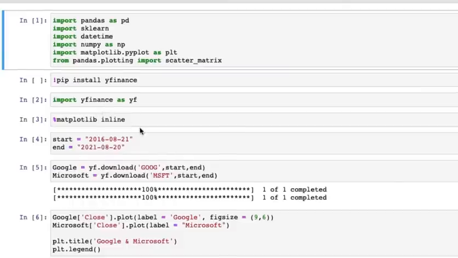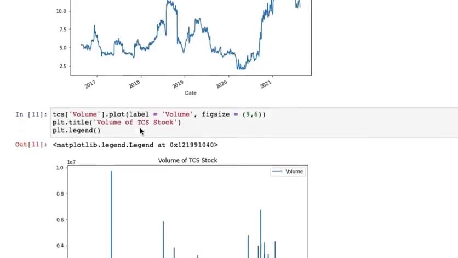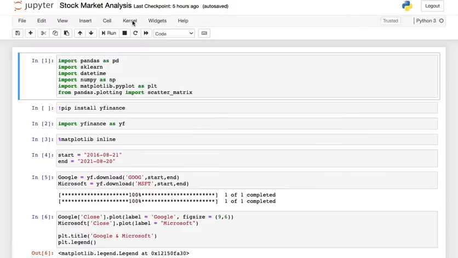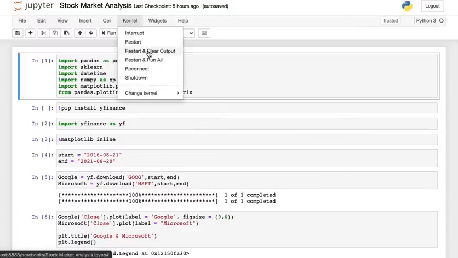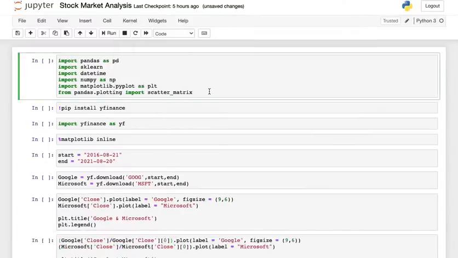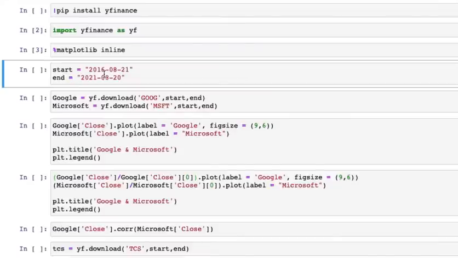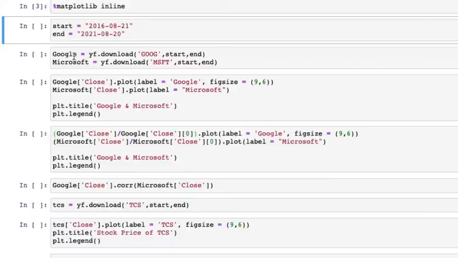So I've already done all my analysis on this Jupyter notebook, so I'll restart the kernel so that I can show you each and every step. So let's load the libraries. Our analysis will start from 21st of August 2016 to 20th of August 2021, so around 5 years. We can load the Google and Microsoft stock market or share market data using this command.